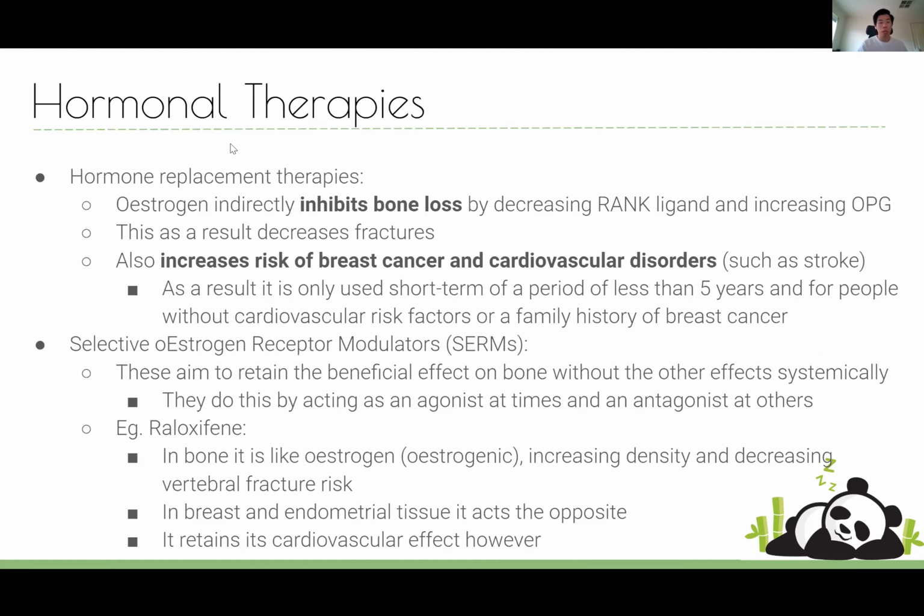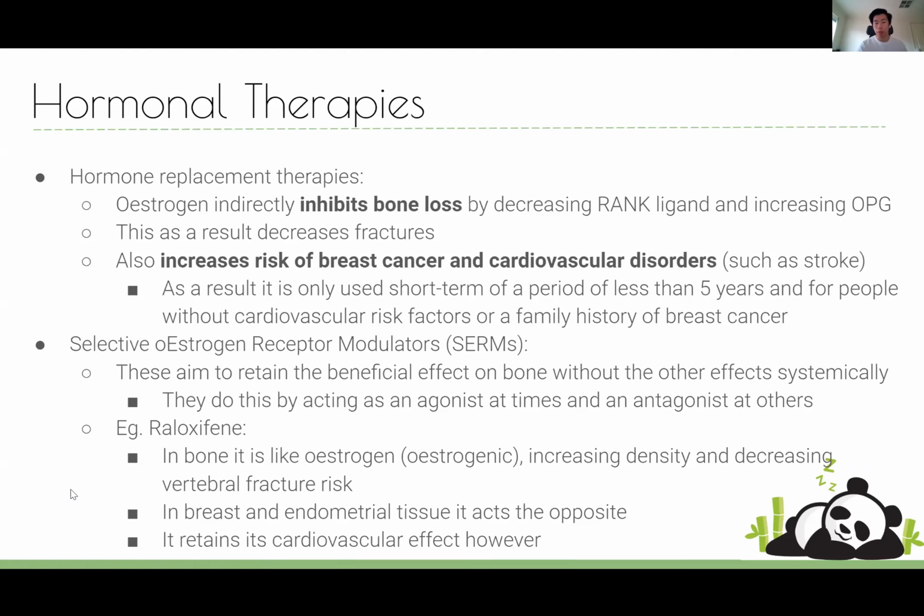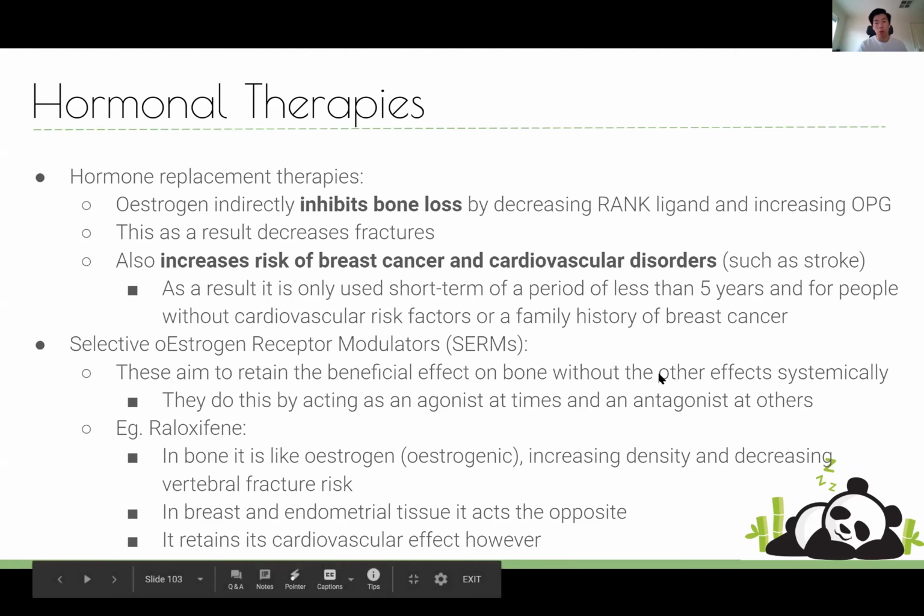Because we know that hormone replacement therapies are good for them, there's also a second drug, which I think is a bit newer, called selective estrogen receptor modulators, otherwise known as SERMs. Your example here is raloxifene. They try to do the same thing, but target the bone rather than the other organs. It's good in that it targets the bone, not the breast and endometrial tissue, which would cause breast and endometrial cancers. But it still retains its cardiovascular risk. That is the problem with these hormonal replacement therapies.